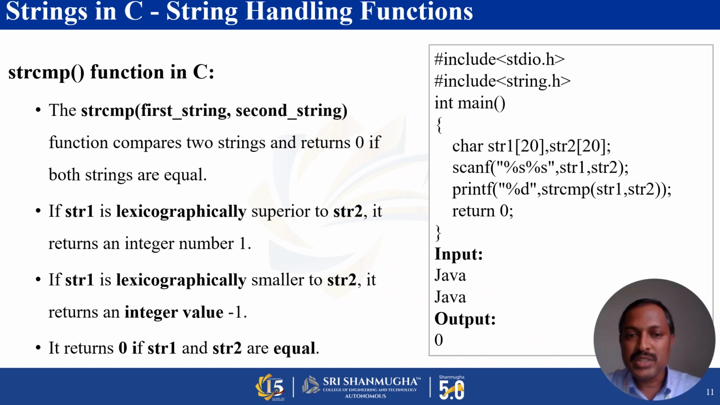Suppose there is a mismatch; the characters are compared one by one. If there is a mismatching character, it is compared with the help of the ASCII value, and based on the ASCII value the comparison happens. If both are the same, you will get 0. If the first string is lexicographically greater than the second one, you will get 1. If the first string is lexicographically smaller, then we will get -1.